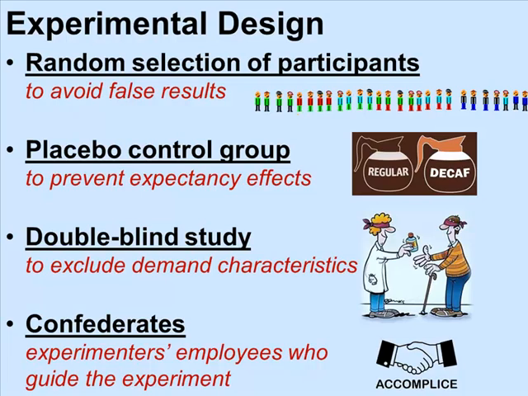Placebo control group is used to prevent expectancy results. Unlike with a naturalistic observation, in an experiment people know they're being studied.